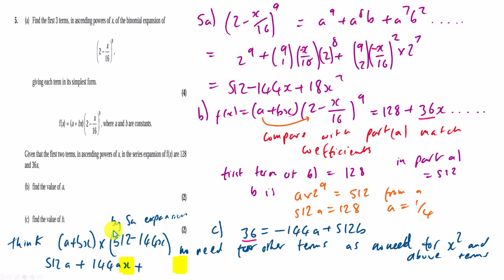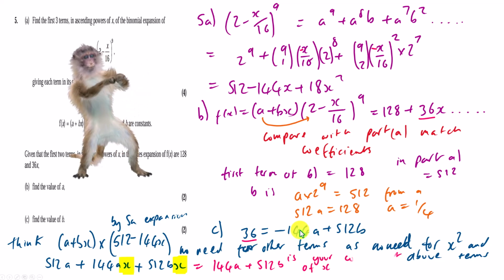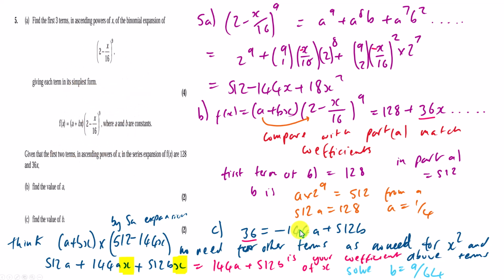You get 512a plus 144ax plus 512bx. We didn't need to do the last one because that gives us x squared, although if it asked us to compare x squared, we may need to do that. So look at that, 144a plus 512b has to equal 36, that coefficient. So from there we just solve. We know a from part 1, so we substitute that in and solve as normal to get 9 over 64, and that is done.